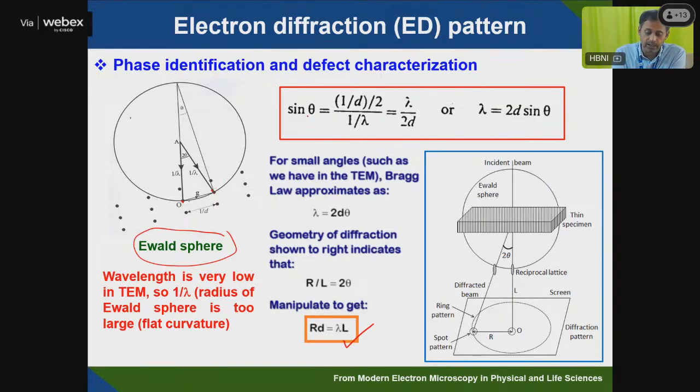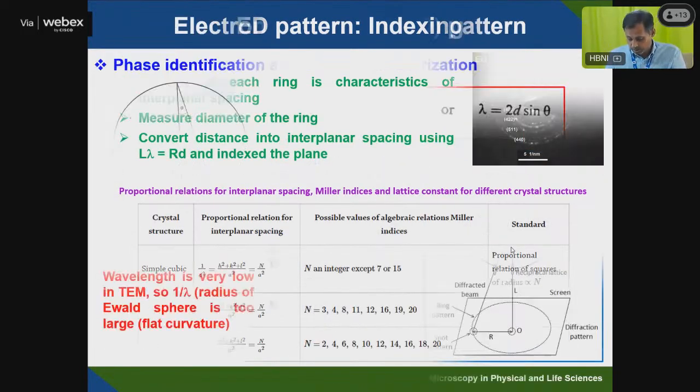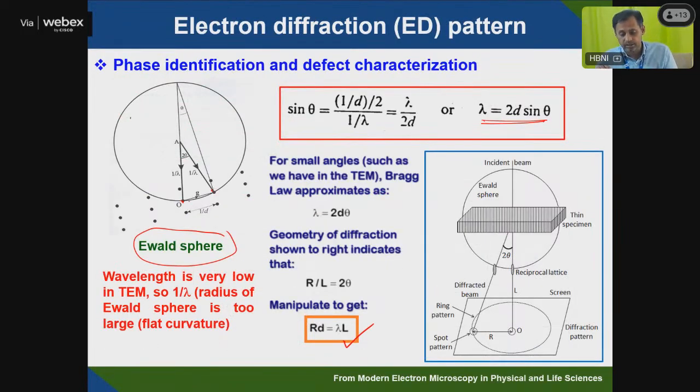So here, as you know, I rewrite the lambda equal to 2d sine theta equation as sine theta equal to lambda by 2d. Here that theta, you can see, is 2 theta, and it is so small. So here sine theta will be equivalent to theta. So your lambda equals 2d theta. So sine theta will be theta here, and we get the equation R by L.